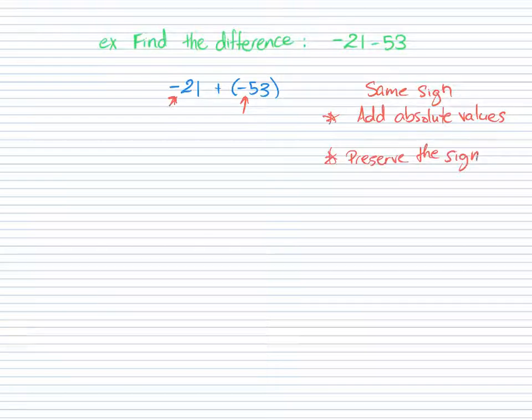Alright, so in this particular case, the absolute value of negative 21 should be added to the absolute value of negative 53. And remember that absolute value just means the distance from 0. So that absolute value of negative 21 is just 21. And that should be added to 53. And when you add 21 and 53, you get 74. But that is not the answer. It's very important to remember to preserve the sign. So we were adding two negatives. And so we have negative 74. So our answer here is negative 74.